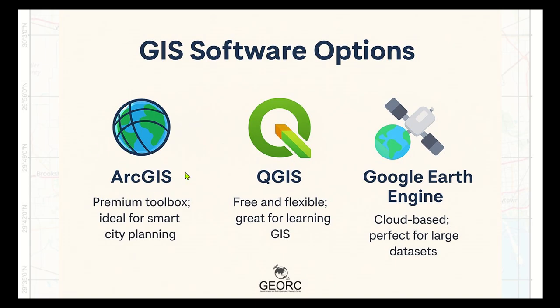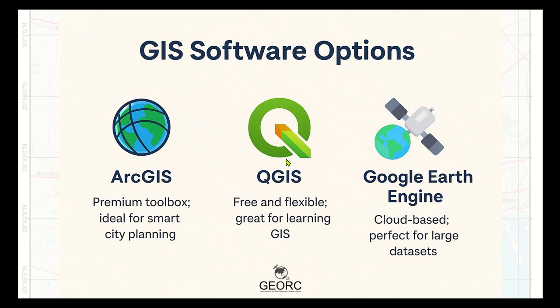First, ArcGIS. Think of ArcGIS as a full toolbox. It has many powerful tools to analyze data and make maps. For example, a city planner can use ArcGIS to check population, roads, and flood zones before building new housing. It is very professional, but it is paid software.